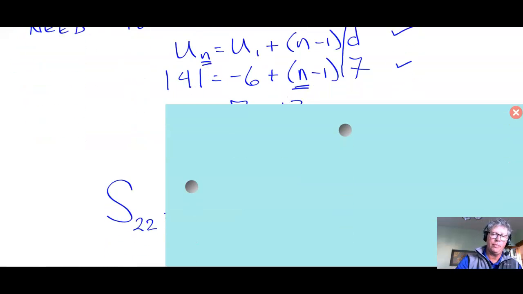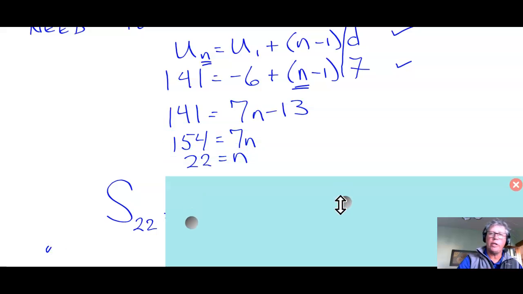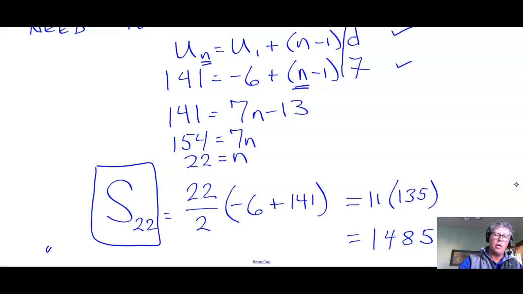Oh boy. I got n equals 22. So now look what I write. I don't write s sub n anymore. I write s of 22. I am telling the world I'm going to add the first 22 terms of this sequence up. N over 2, first term, last term, 1485.